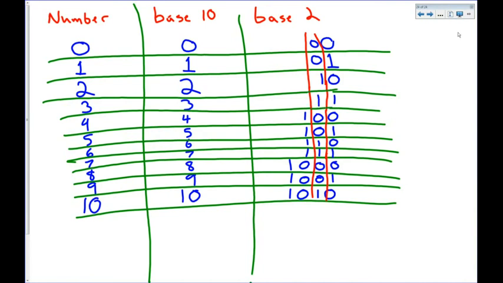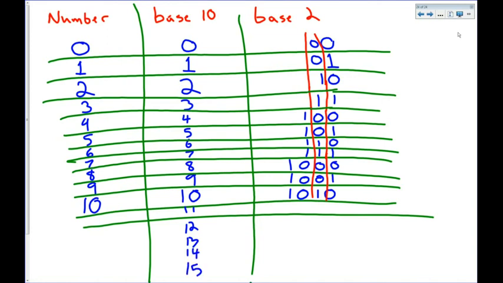Now, can you see the pattern? What's the pattern? 2 zeros, 2 ones, 2 zeros, 2 ones, 2 zeros. So guess what? Let's keep going a little bit. Let's go with 11, 12, 13, 14, and 15. Let's go up to 15, because I'm out of room there.